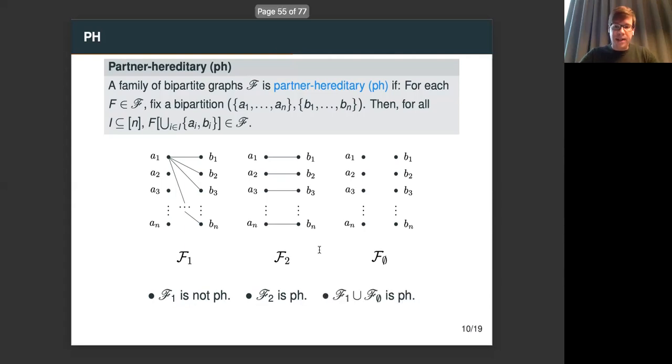And we can also see that if we take F1 and we put this class of empty bipartite graphs, or edgeless ones, into this class, then again we get something that is partner hereditary. And why is that? Any subset here in F1 either contains the vertex A1, in which case we just have a smaller graph that looks like this, or it doesn't contain A1, in which case we have an edgeless bipartite graph.